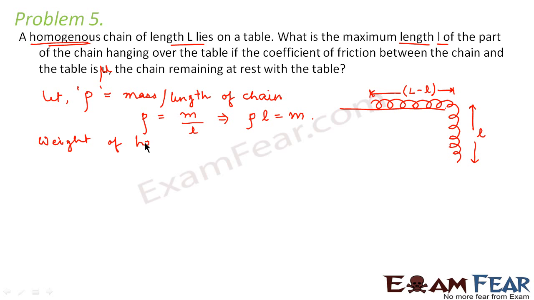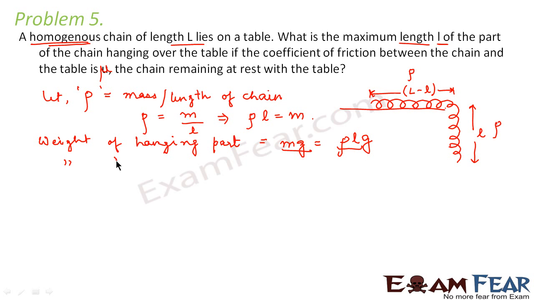Considering this relation, what would be the weight of the hanging part? Generally, the weight of any object is mg. Now what would be the mass of the hanging part? It would be rho into l, because the density is rho for all the parts, whether it is this part or this part. So the weight of the hanging part is rho lg.